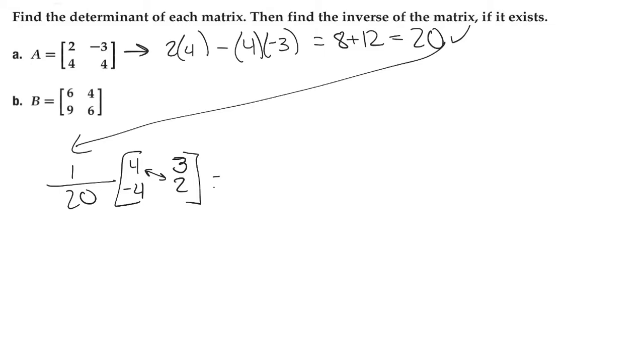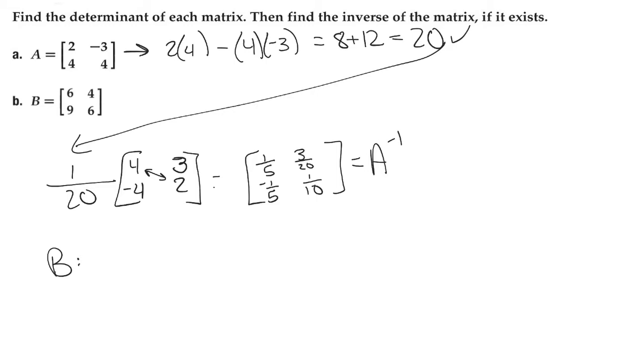All right, so now we get 4 over 20, that's 1/5. That's negative 1/5. 3 over 20 is what it is, and then 1/10. And that is your inverse for A. Now we're going to go ahead and do B.